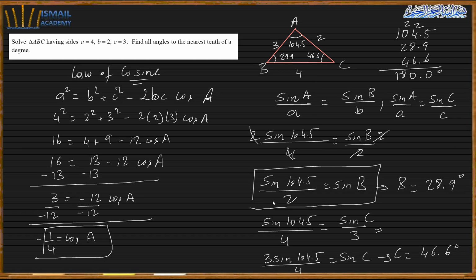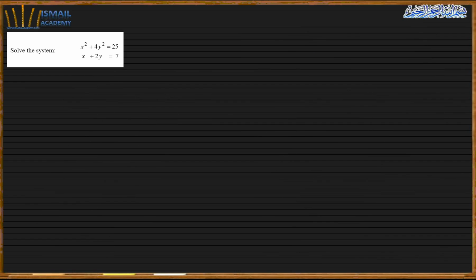Okay, please use the calculator and check the answer here. So you're going to find out that this is 28.9 degrees by using the inverse sine to get the angle for B and the inverse sine to get the angle for C. So I hope this one is clear. So let's move on to the next one.